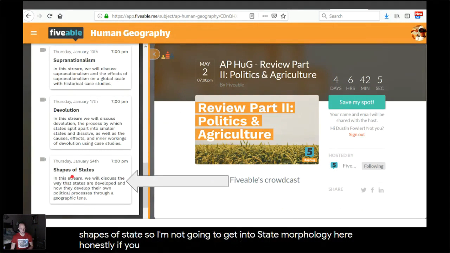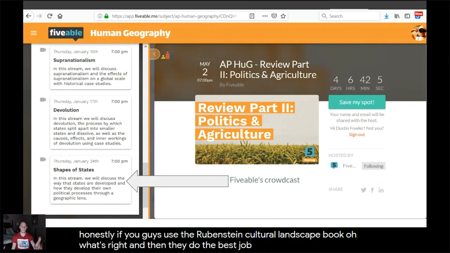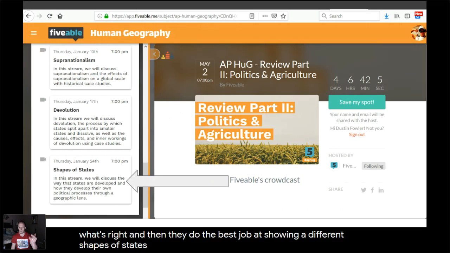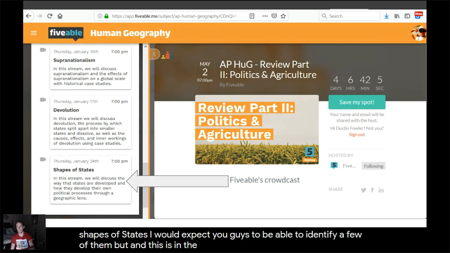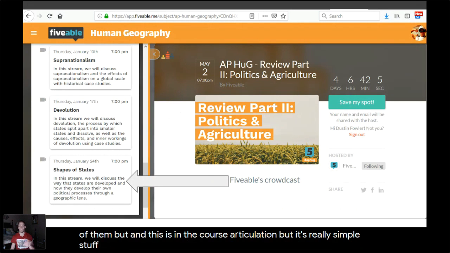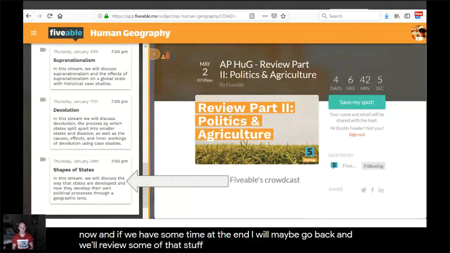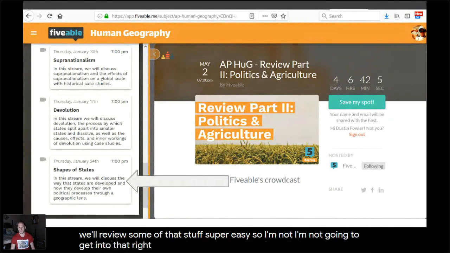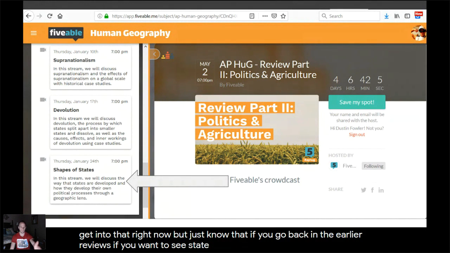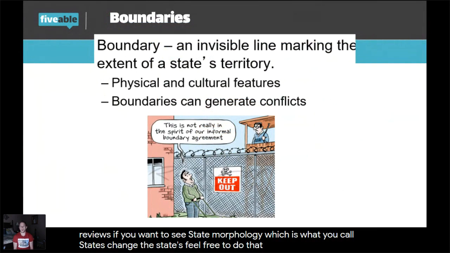Honestly, if you guys use the Rubenstein Cultural Landscape book, they do the best job at showing the different shapes of states. I would expect you guys to be able to identify a few of them, and this is in the course articulation, but it's really simple stuff to learn and to remember. So I'm going to leave that for now, and if we have some time at the end, I will maybe go back and we'll review some of that stuff. Super easy. Just know that if you go back in the earlier reviews, if you want to see state morphology, which is what you call shapes of states, feel free to do that. All right, so boundaries.